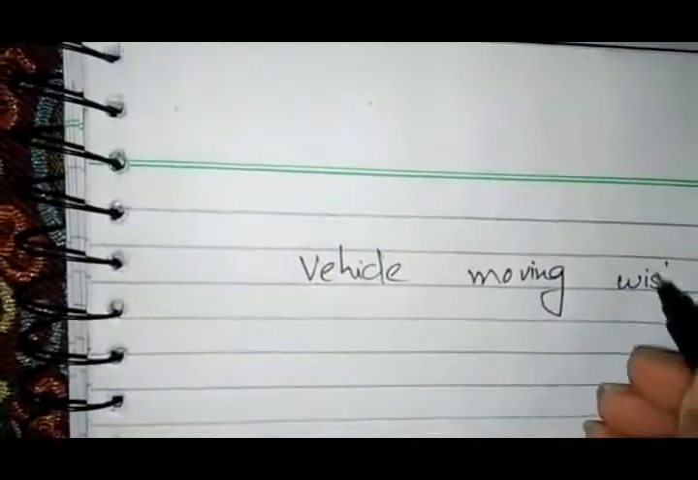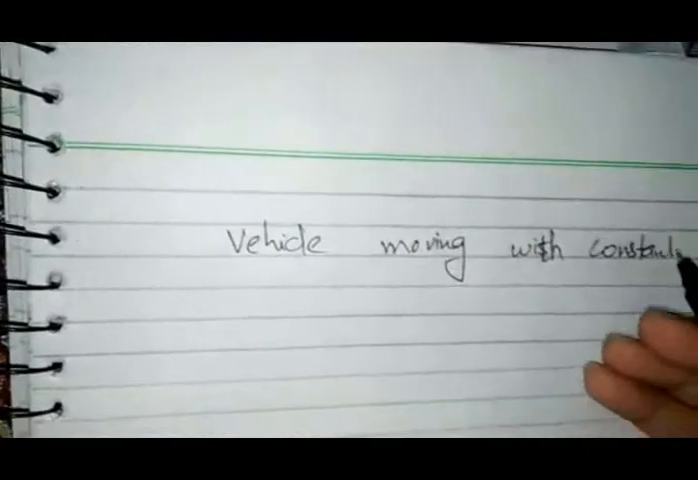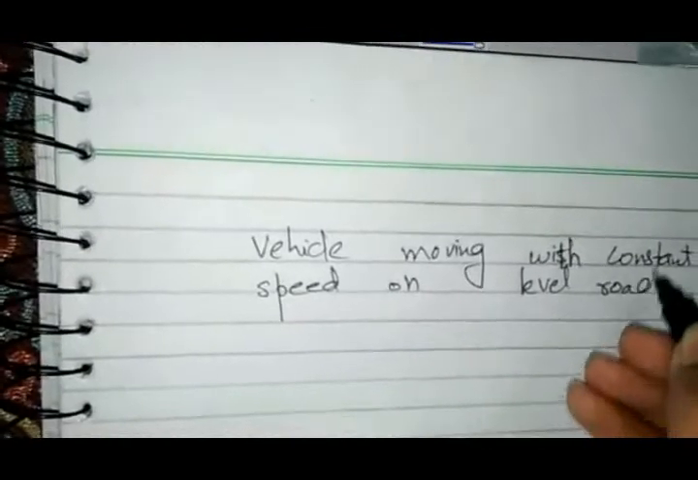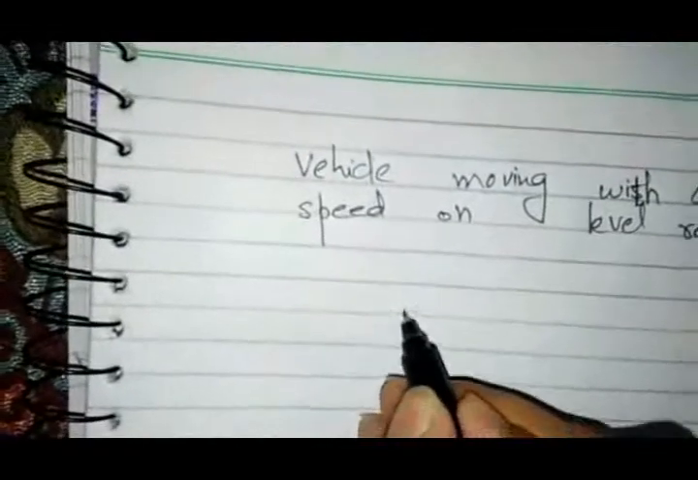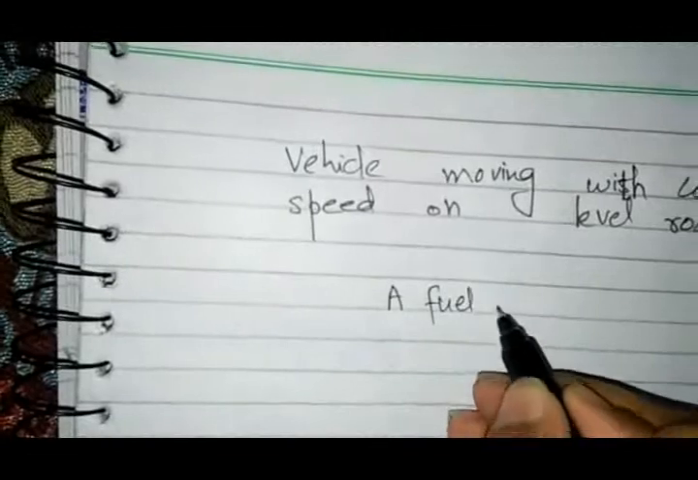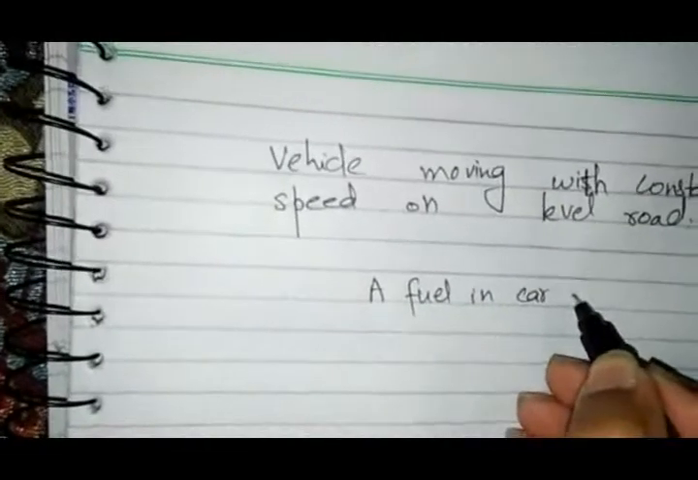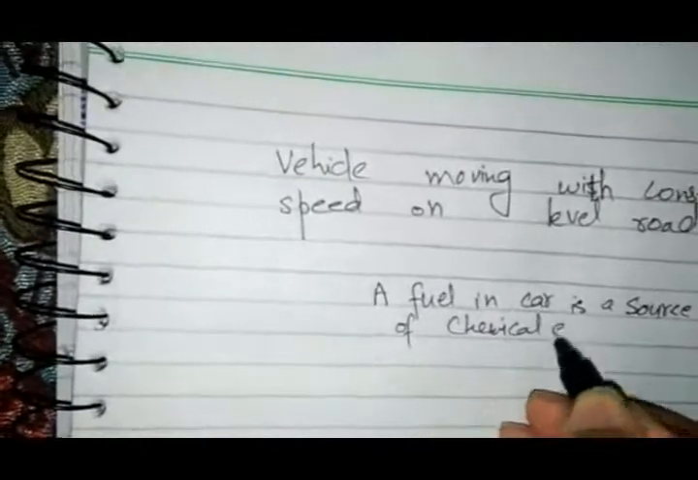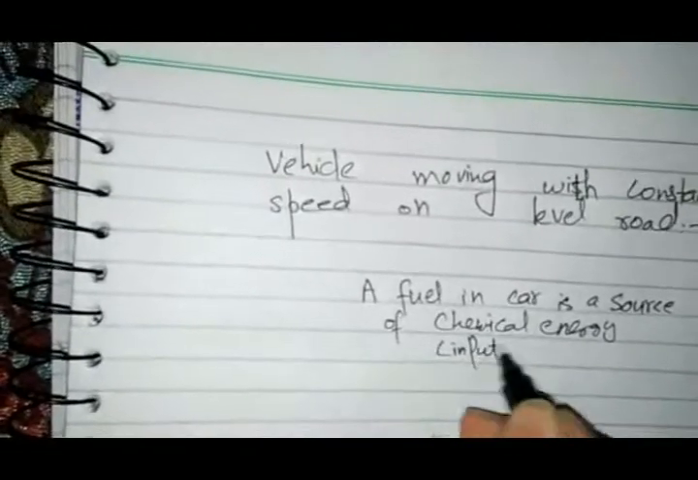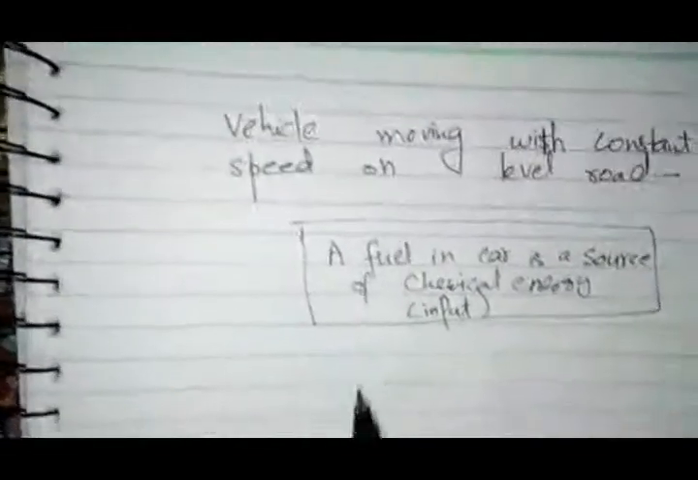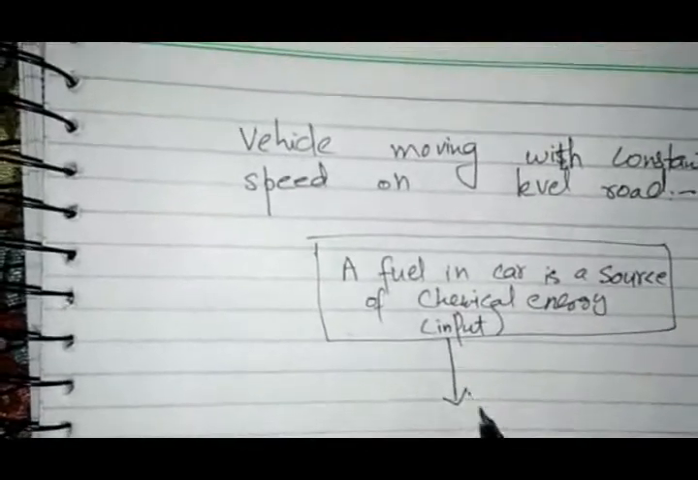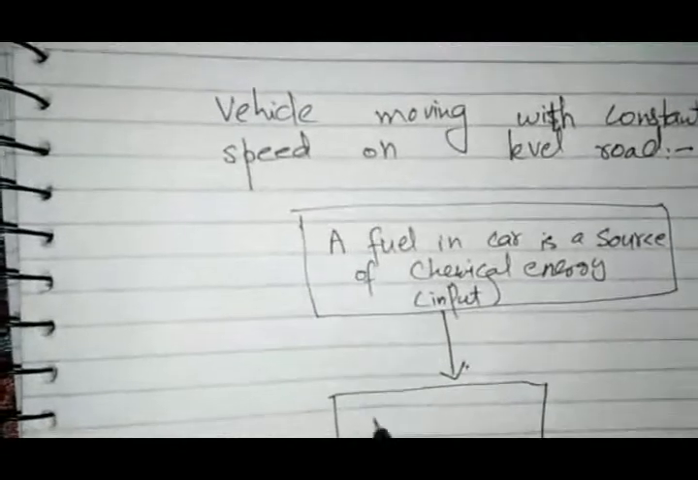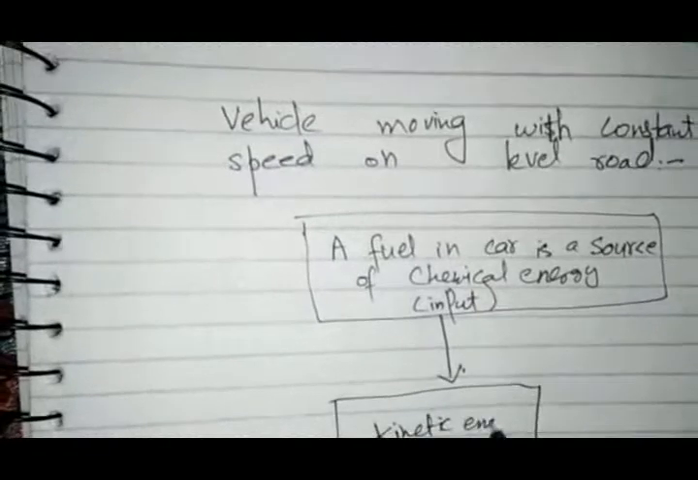Vehicle moving with constant speed on level road. Fuel in a car is a source of chemical energy. So chemical energy is input. When the car starts, the fuel burns, then there is produced a motion. This motion is called kinetic energy, because the energy due to motion is called kinetic energy.